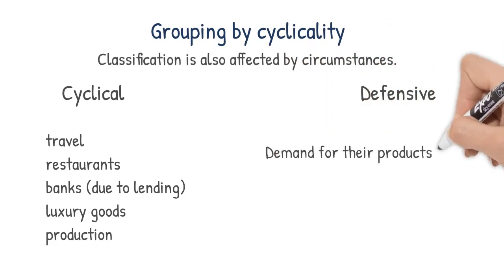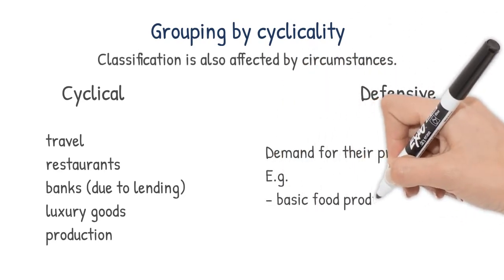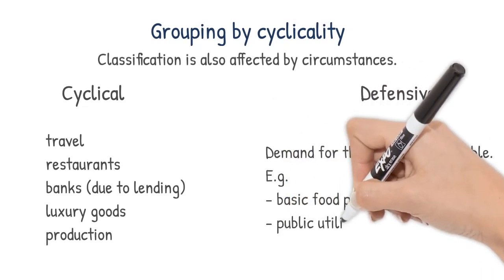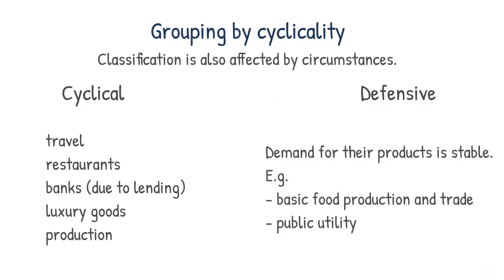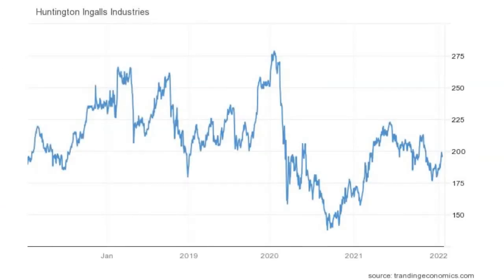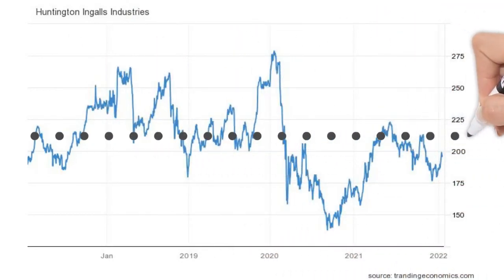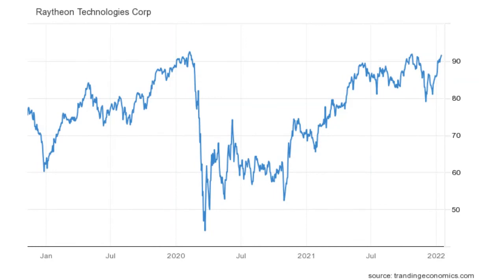They include, for example, staple food producers and food retailers, as people need to eat when the economy slows, but also utilities. Their share prices are typically more stable due to sustained demand, and they tend to perform well in recessions compared to cyclical stocks.